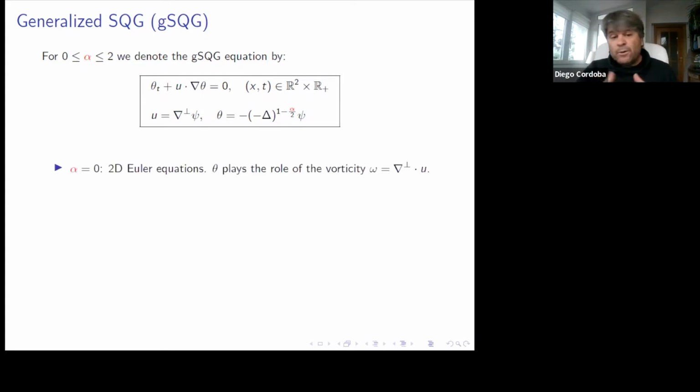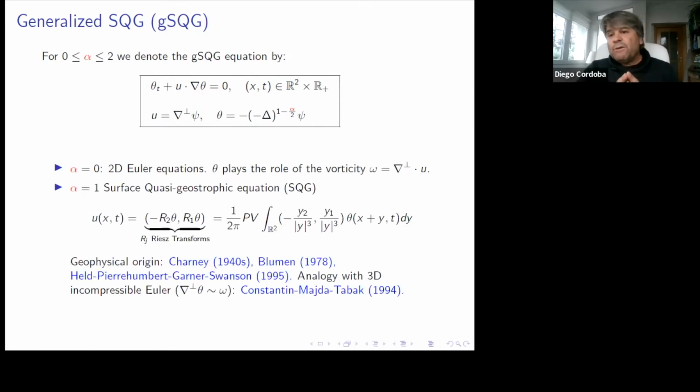So for alpha equal to 0, we recover the well-known 2D incompressible Euler equations, where theta plays the role of the vorticity. And the vorticity is the curl of the velocity, which in 2 dimensions is the Laplacian of the stream function. When alpha is equal to 1, we recover the equation known as the surface quasi-geostrophic equation. Alpha equal to 1 means that the relation between the function theta and the stream function is given by the square root of the Laplacian.